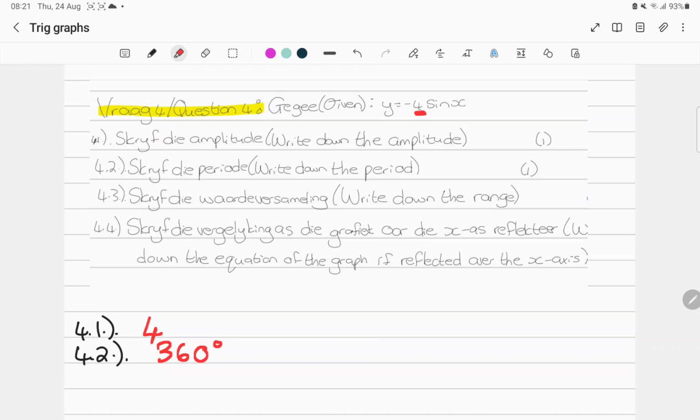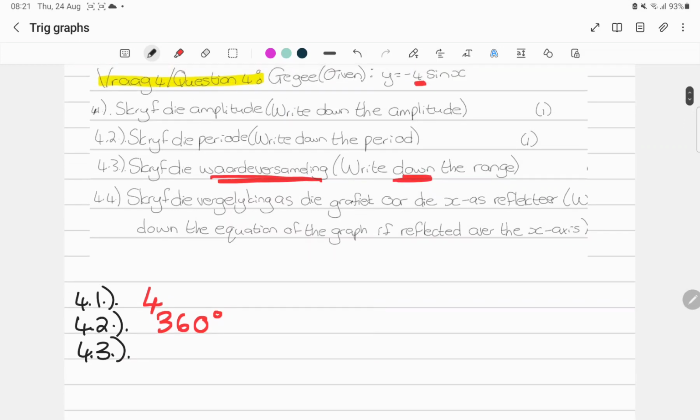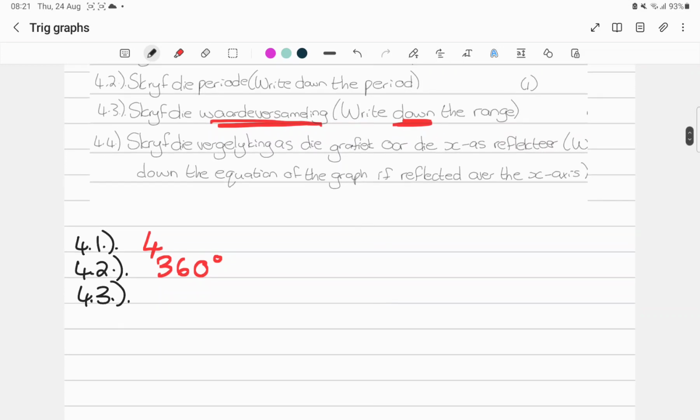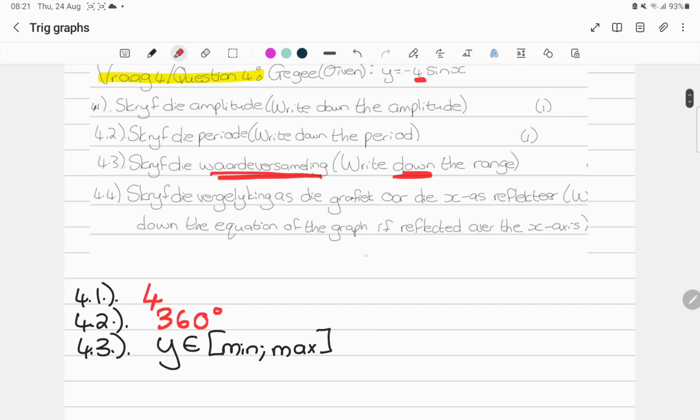Then at question 4.3, they ask, write down the range, skryf neer die waardeversameling, of this function. Now, writing down the range is a very common question, yet it's always where people lose their marks. The easiest way to write down the range of a sine or cos graph is the following. y element of square bracket, the minimum of that function, and then the maximum of that function, and then you close your square brackets. Now, obviously, they didn't give us a sketch, so you're quickly going to draw your own one, making use of your calculator.